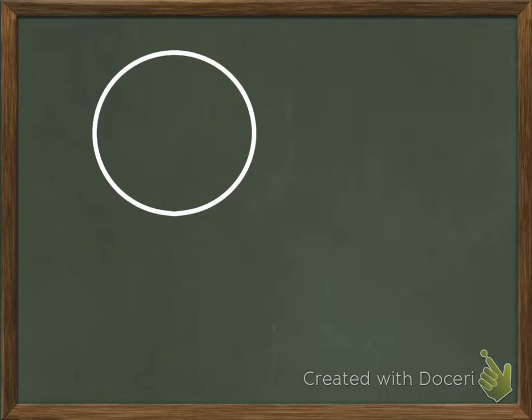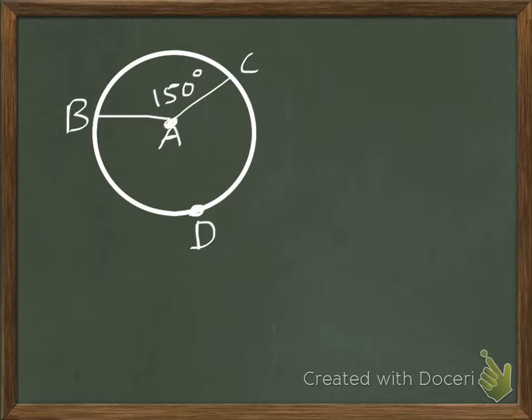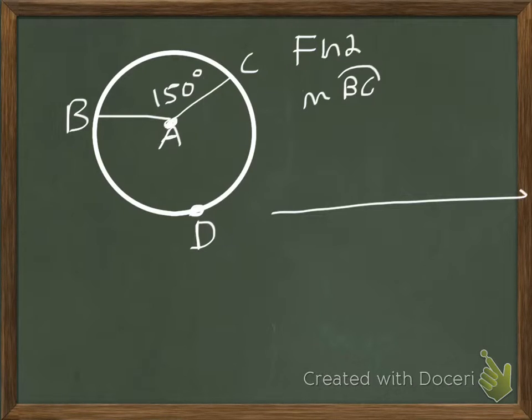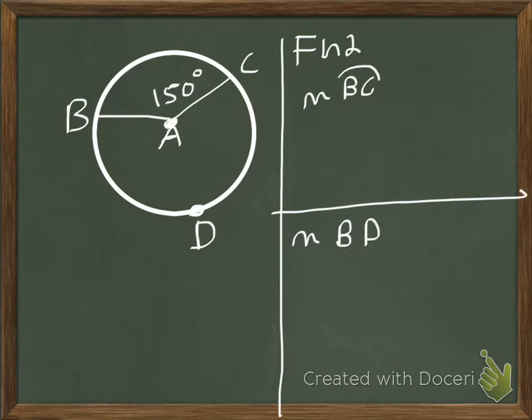All right, so let me fill something in for you. Still have circle A. We'll say that's 150. And then we'll put point D over here. And so let's say I would like you to find the measures of arcs BC and BDC. Hit pause, hit play when you're ready.